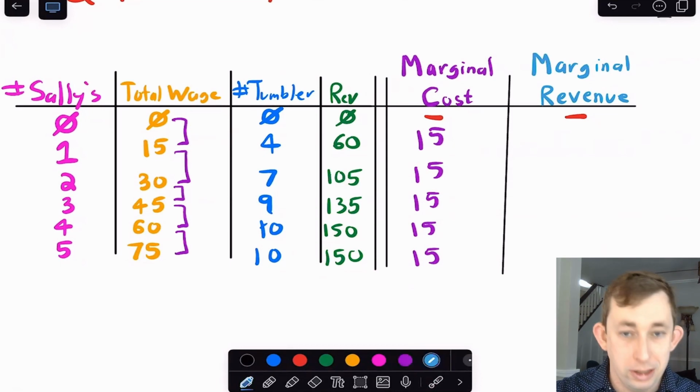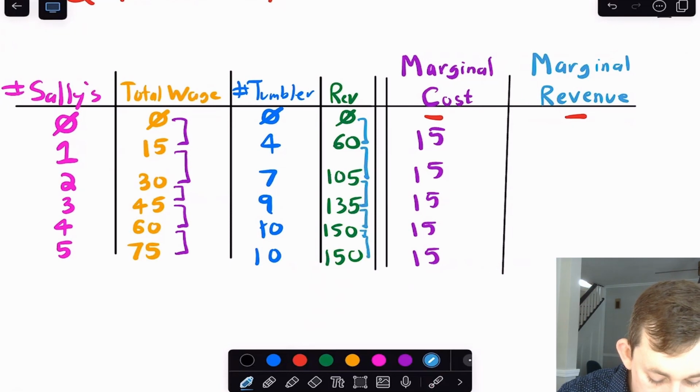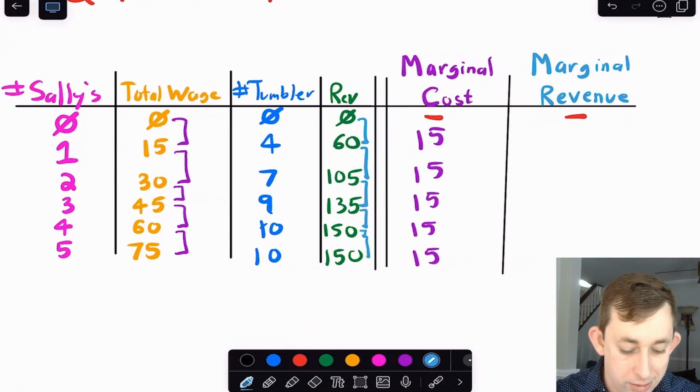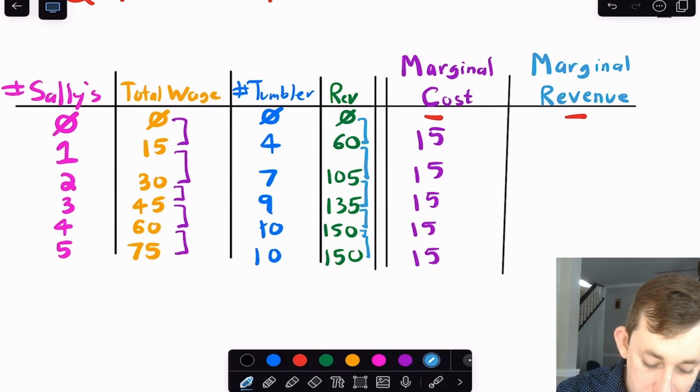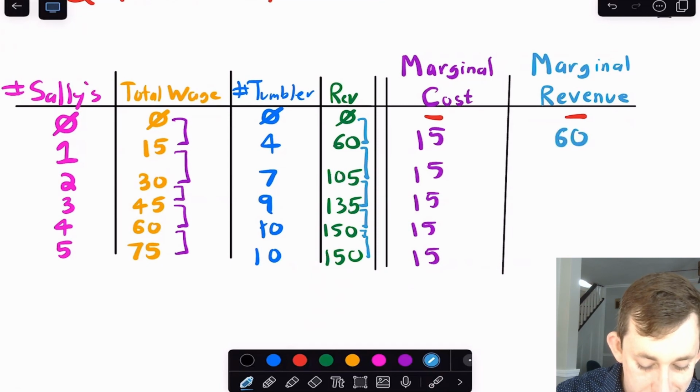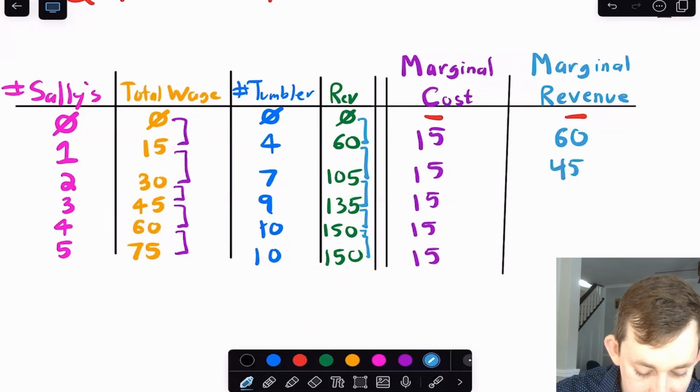Now let's think about the marginal revenue. Same sort of idea: all we're going to do is compare how this number changes when we hire an additional Sally. And we are once again looking for when marginal cost equals marginal revenue, or marginal product equals the wage. Here we get a revenue of plus 60, so it's definitely worth it to hire the first Sally because 60 is much bigger than 15. Then from 60 to 105, that's going to be 45. Again, much better than the cost of 15.